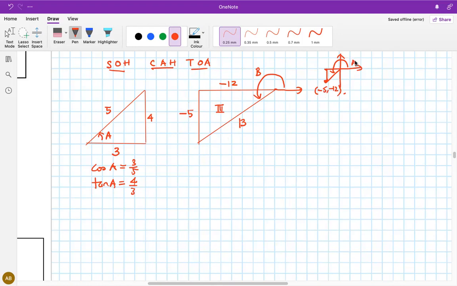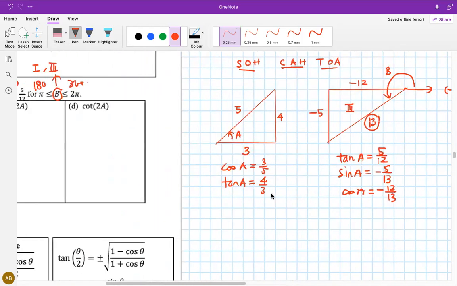So therefore, if tangent B is 5 over 12, then sine B is negative 5 over 13, right? Because of Pythagoras theorem. Then cos B is negative 12 over 13. All right. Okay, now we can solve this.